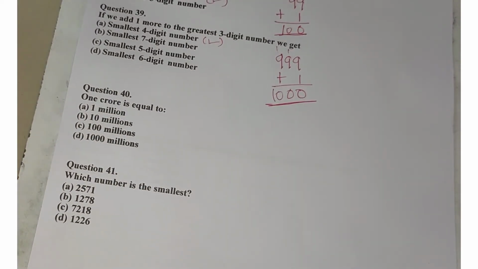Moving further, question number 40. 1 crore is equal to 1 million, 10 million, 100 million or 1000 million.